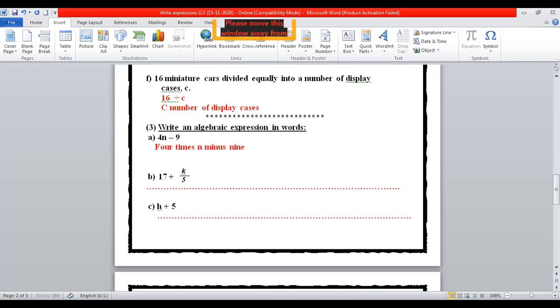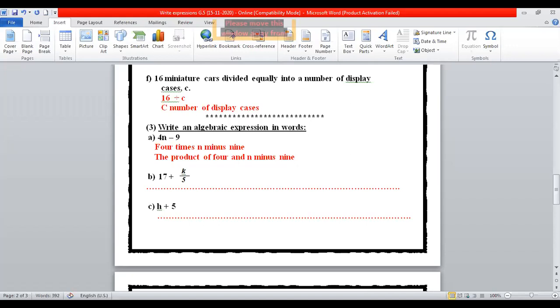You can write it this way, for example: the product of 4 and n minus 9. Because the product means multiply.